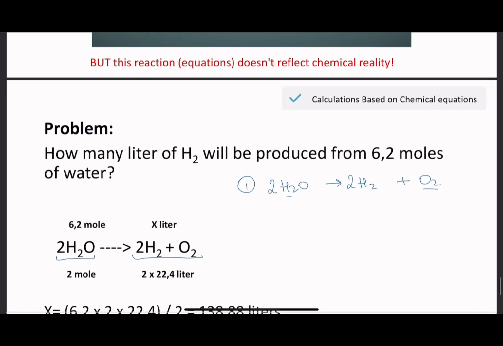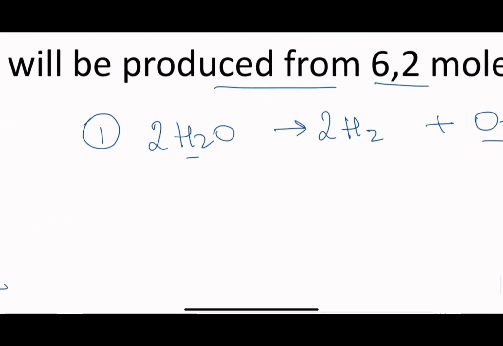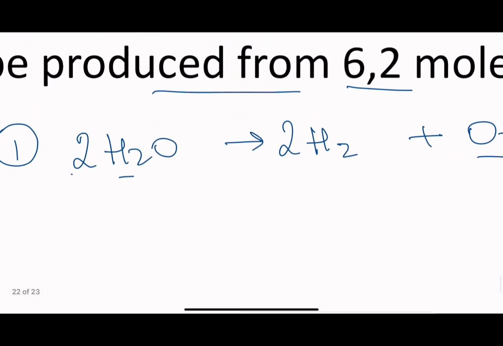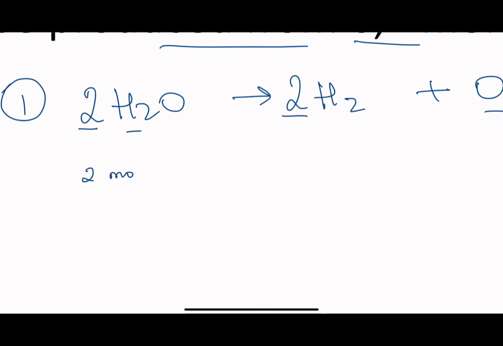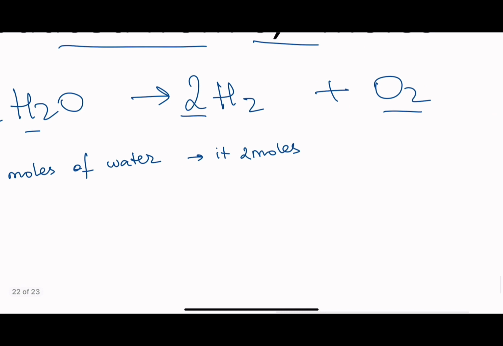Now it's asking us how many liters of hydrogen will be produced from 6.2 moles of water. So these coefficients are giving you ratios. Let's say if 2 moles of water decompose, it makes 2 moles of hydrogen H2 gas and 1 mole of oxygen gas.